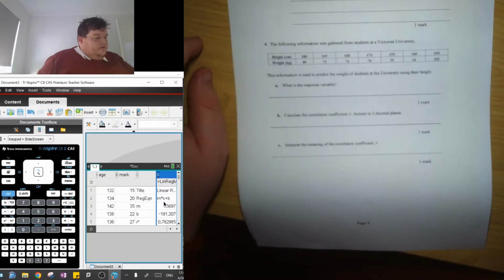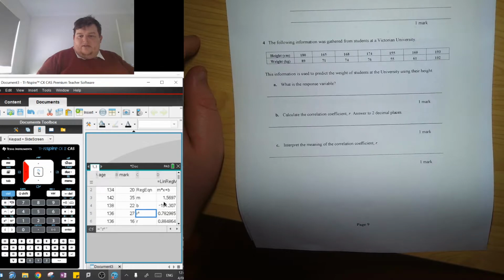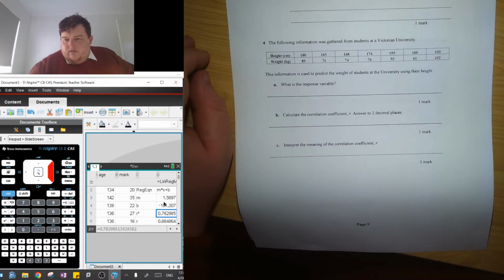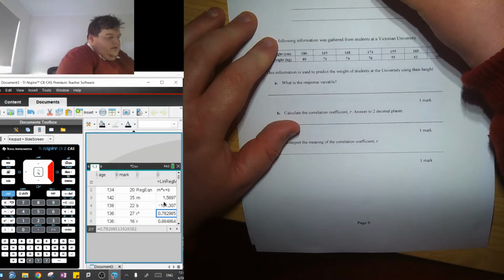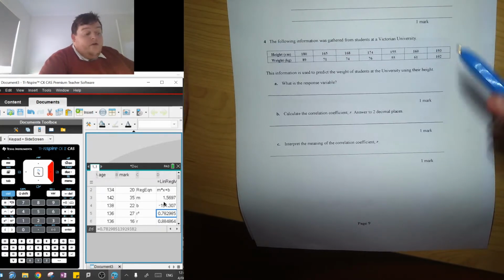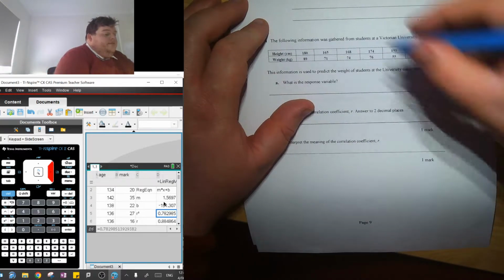Find the coefficient of determination for this data. Coefficient of determination is this r squared value. Correct to 4 decimal places. That's 7829, and the next one's 8, so 0.7830. 0.7830 is the coefficient of determination.